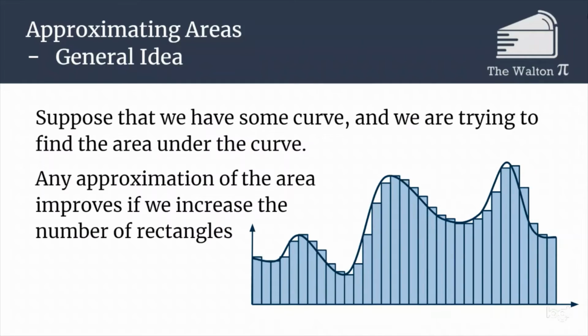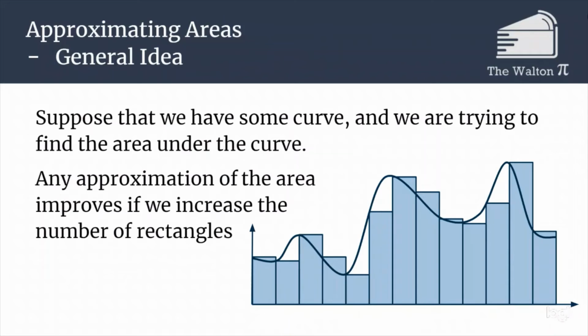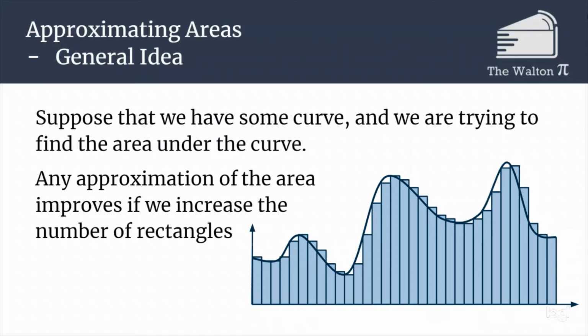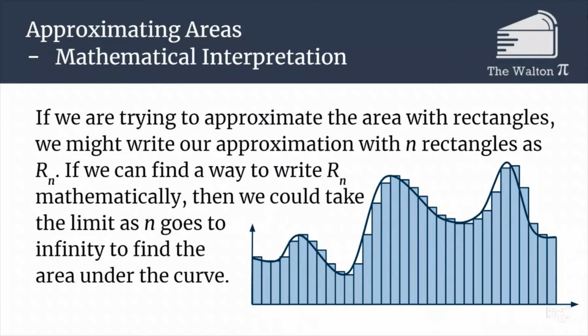Notice how much less area is missing and how much less area is overcompensated, depending on if the rectangle is an overestimate or an underestimate. The amount that we are off is going to be much smaller than the amount that we are off here. As we increase the number of rectangles in general, the approximation is going to improve.